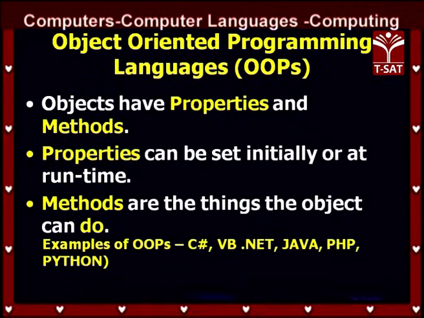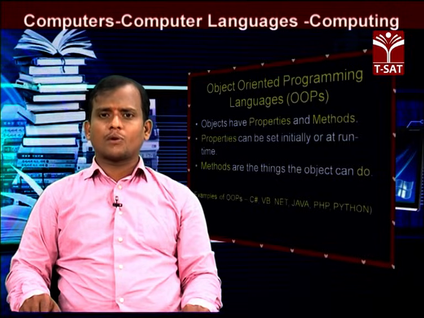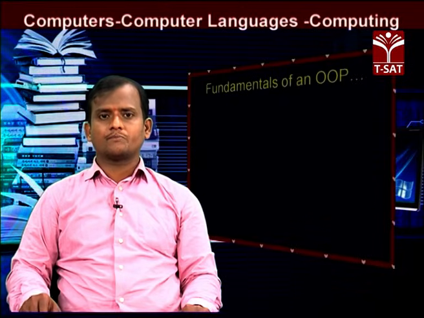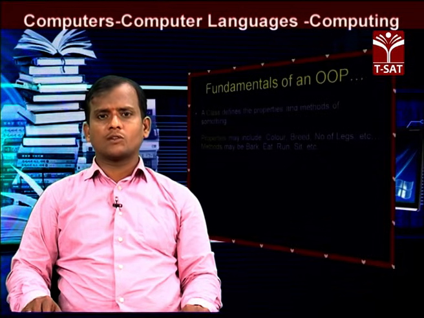A few object oriented programming languages are C++, .NET, Java, PHP, Python. These are a few examples, and this is a very popular language in the industry nowadays. Most of the questions may be asked from object oriented programming language. What is object oriented programming language? What are properties? What are methods? Let's see what the properties, methods and features in object oriented programming language are. The fundamental of object oriented programming language is the class.